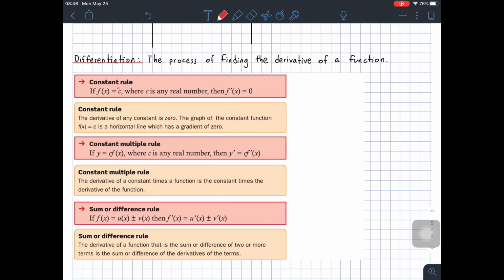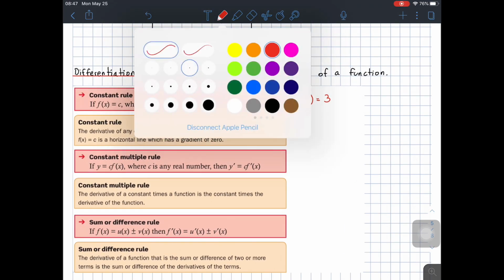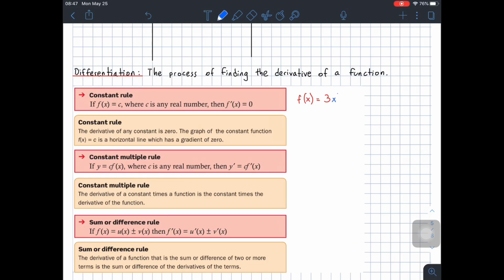If f of x is c, where c is any real number, then its derivative or its differentiation is equal to 0, right? For example, if f of x is equal to, let's say, 3, that's a horizontal line, right? A horizontal line at y equals 3. And if you analyze the horizontal line, its slope is always 0, right? So whenever we have a constant number and there's no x here, you can think about having something like this, right? 3 times x to the power of 0, right?